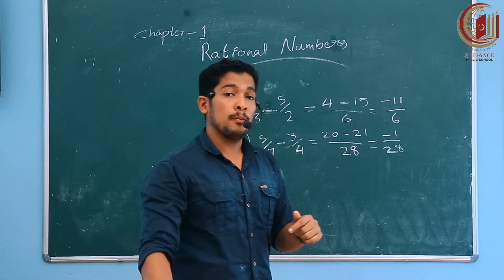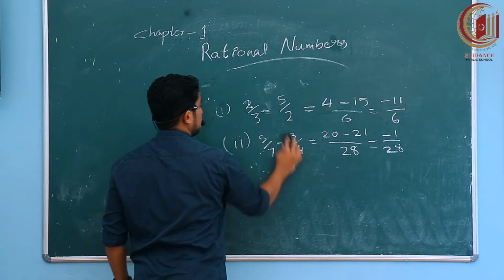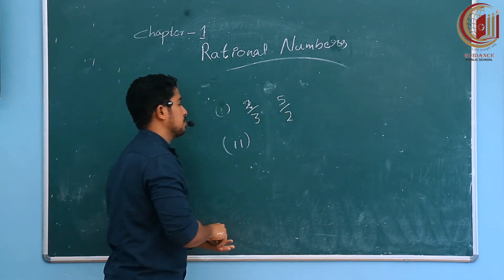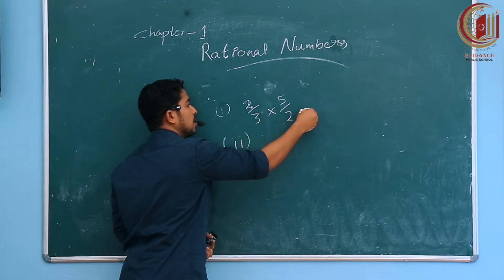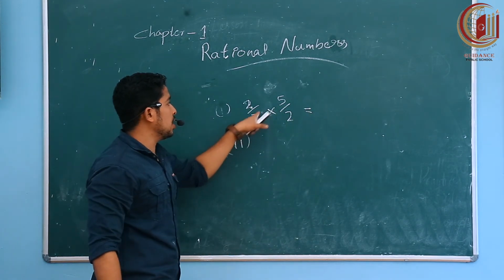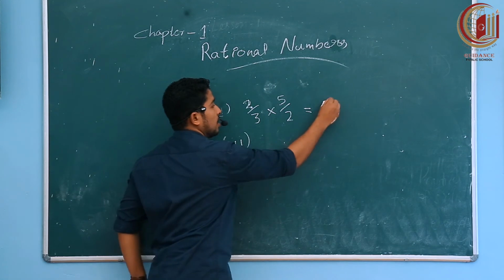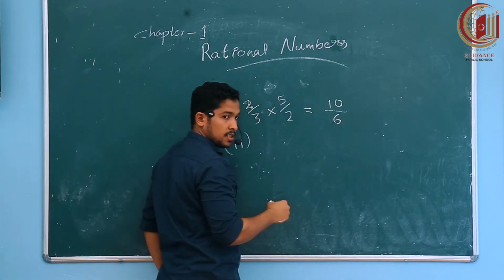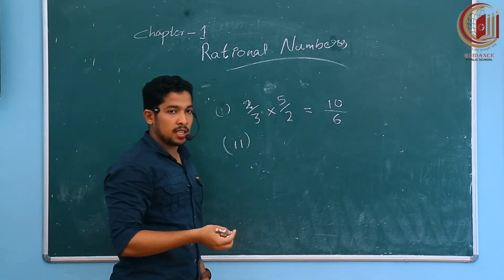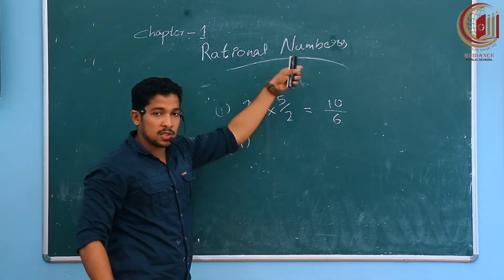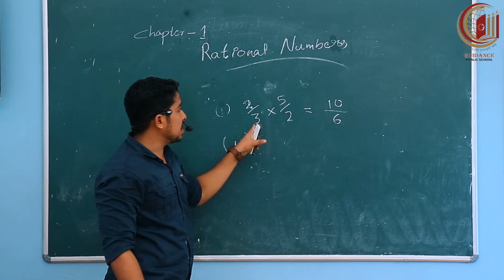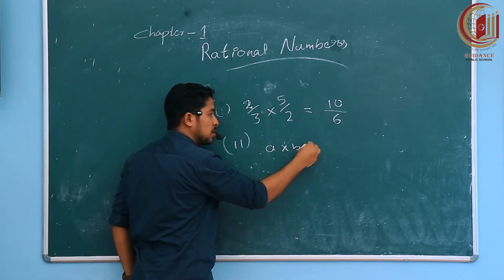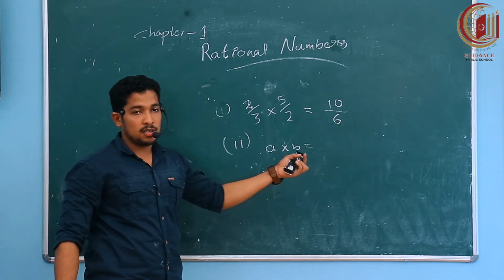Then the case of multiplication, it is very easy for you. 2 by 3 into 5 by 2. 2 into 5 is 10, by 3 into 2 is 6, which is a rational number. Then we can say rational numbers are closed under multiplication. If we consider any numbers a and b, a into b is also a rational number.